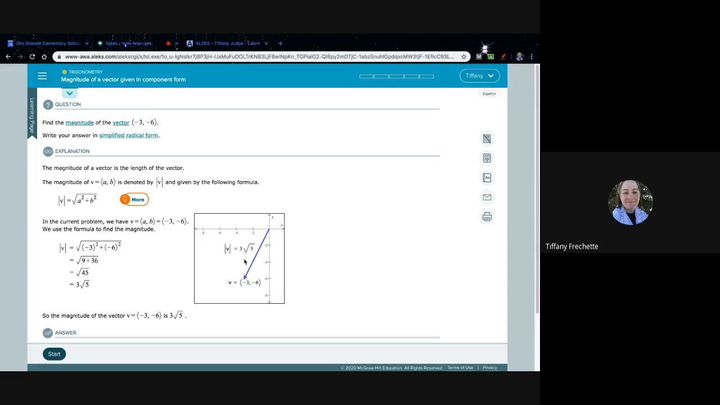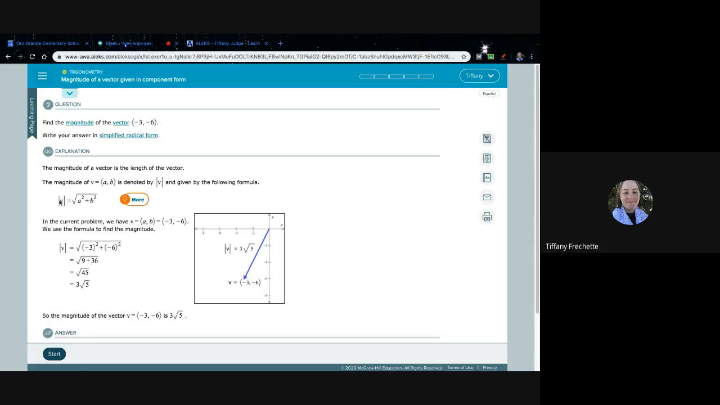In this case, I don't believe they're going to give us the graph, but they're showing us what the graph looks like here. And what they want us to do is figure out what the magnitude is. So the magnitude of a vector is the length of the vector. That's what they want us to figure out. So what we're going to do is basically use the Pythagorean theorem, but from the components.